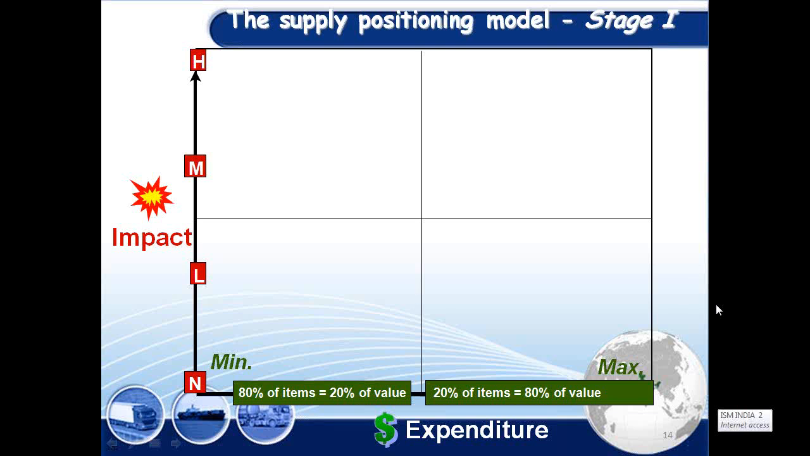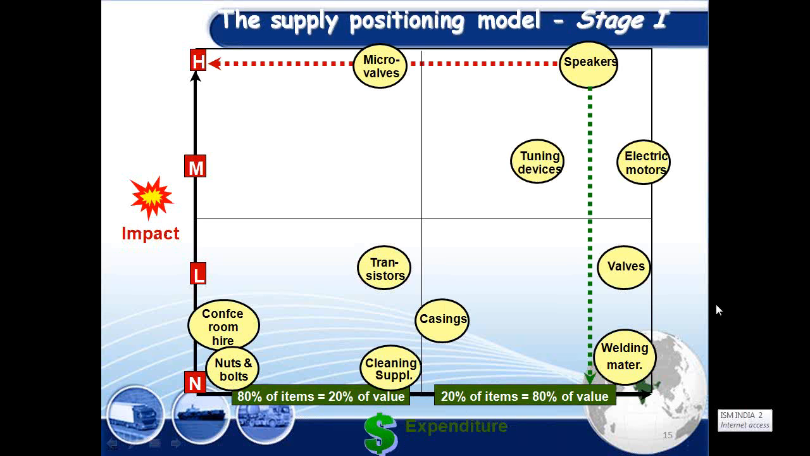So you can see the 2 by 2 matrix. Here one axis, the x-axis, is expenditure and the y-axis is impact. Impact means profit impact. Some items may have more profit impact, some may not have as much. So here we have examples, a company which you will see in your study guide, a company called Alpha, which is making radios. You also know very well, like speakers.